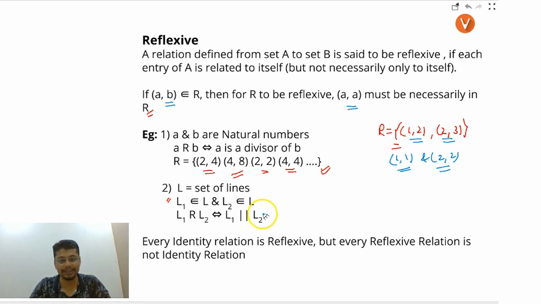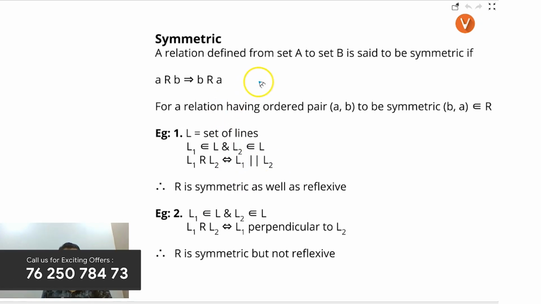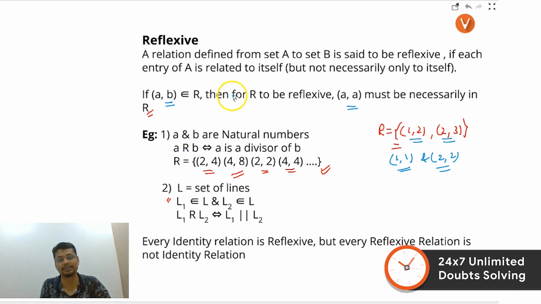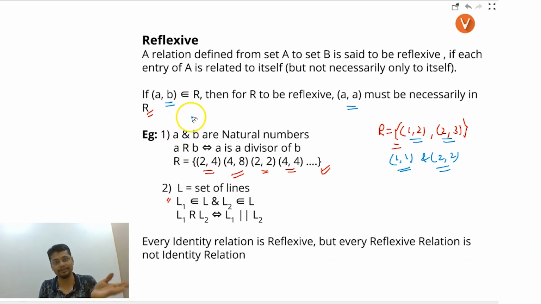All right. So with this, let's move ahead to symmetric relations. A relation defined from set A to set B is said to be symmetric if A is related to B, then B should also be related to A. In the previous reflexive discussion, we had seen if (a, b) belongs to this relation, rather we can say it as if a is related to b, then a should be related to itself also.